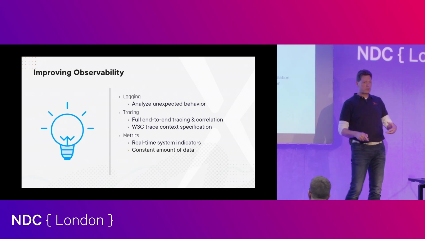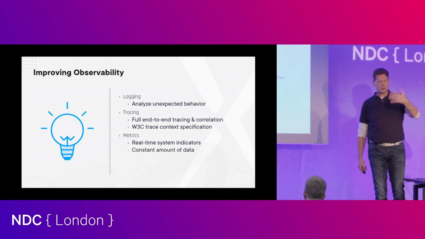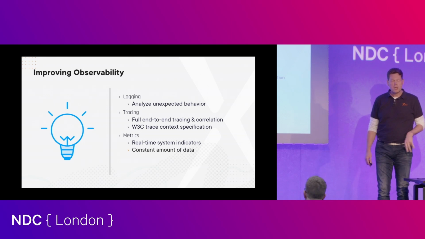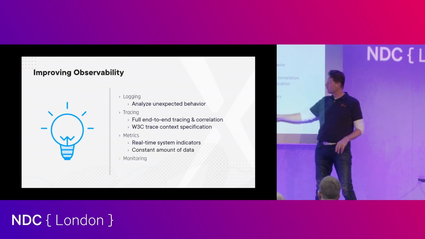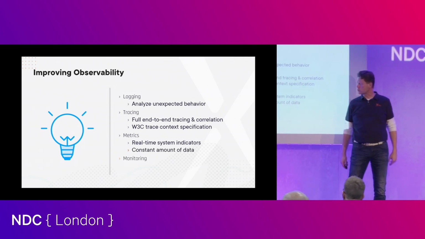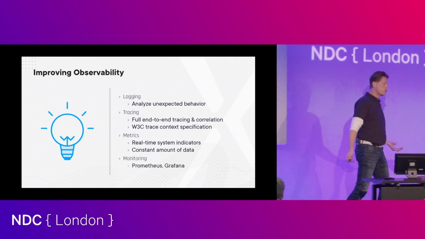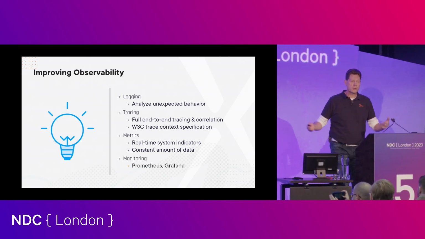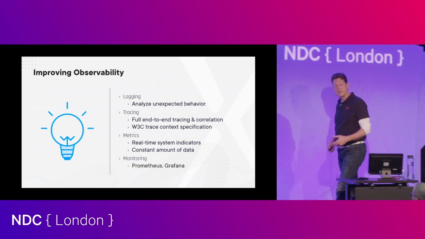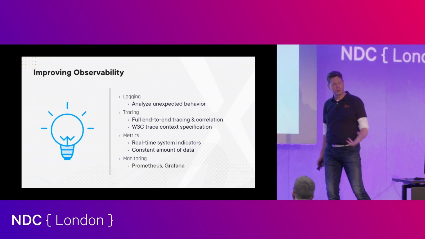It's a constant amount of data. It's always the same set of data, but we're constantly getting more or less telemetry data out of that. And then you can do monitoring based on all these things, right? So you can then say, okay, use Prometheus, use Grafana, use Application Insights within Azure, for example, to get that data.